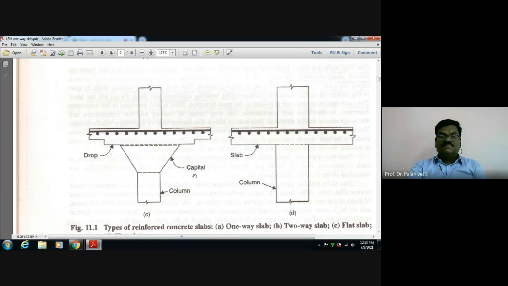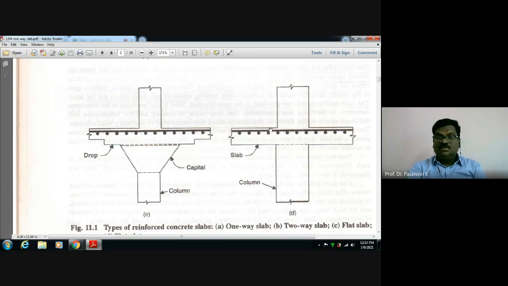But sometimes it is also called a flat plate. In a flat plate, this provision will not be there. This drop panel and capital will not be there. Without anything, the thickness of the slab will be uniform everywhere. It will be resting on the column.